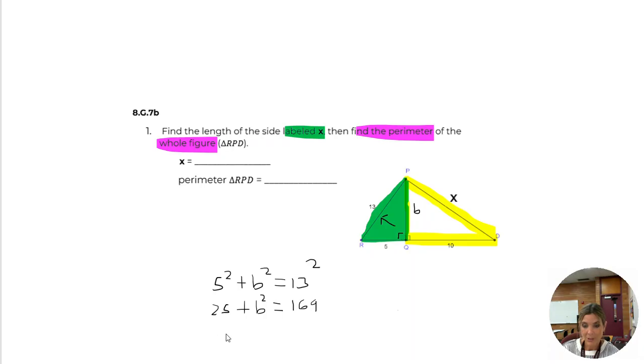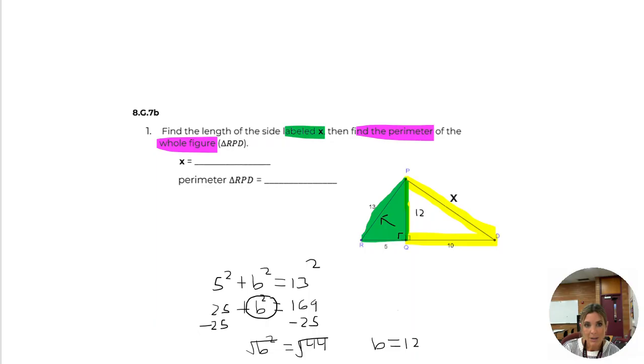plus 25 is 169. So I want to get this B by itself. So in order to get rid of the 25 on this left side, I'm going to minus 25. So I have B squared equals 144. And then the inverse operation for squaring is square rooting. So if we want that to just be a B, we square root 144 and we get 12. Okay, so now we know that this leg is 12.